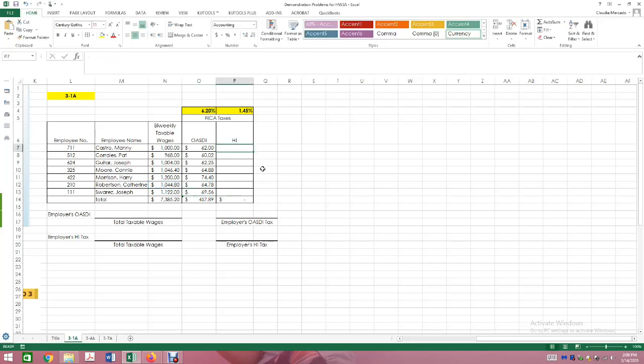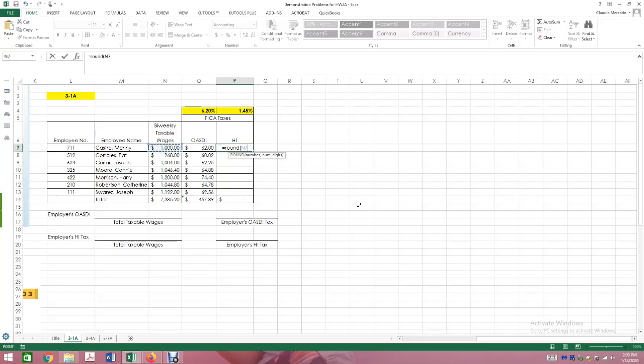I'm going to do the same thing for HI. I'm going to do equal, parentheses, round, because I want to round. If you don't use the round function, you might be off by a penny or two, or a cent or two, and then your answer is going to be wrong. So make sure that you always round.